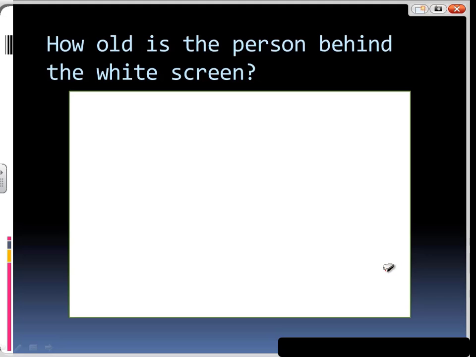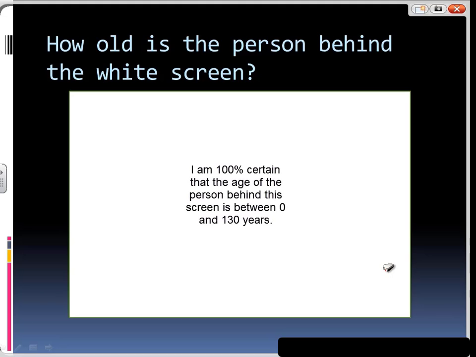Well, you look at the oldest possible, the person that lived the longest on Earth, right? Not the average, but the range of ages of people. So you can say, well, I am 100% certain that the age of this person behind this screen is somewhere between 0 and 130. Right? Am I correct? Will I be correct?